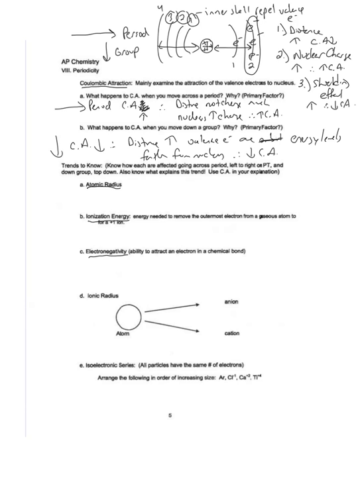This right here, coulombic attraction, is the justification used to explain all the trends on the periodic table. So the atomic radius, the sizes of atoms. When we go across the period, because coulombic attraction increases, the sizes of atoms get smaller. When I go across the period, the atoms are getting smaller and smaller and smaller.